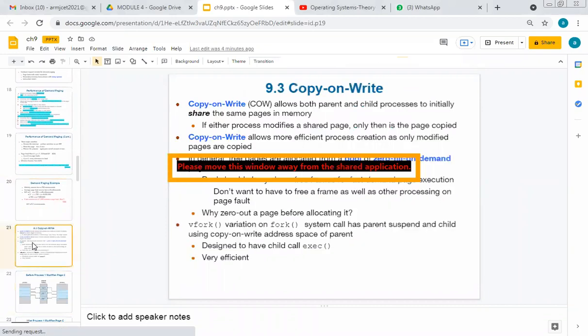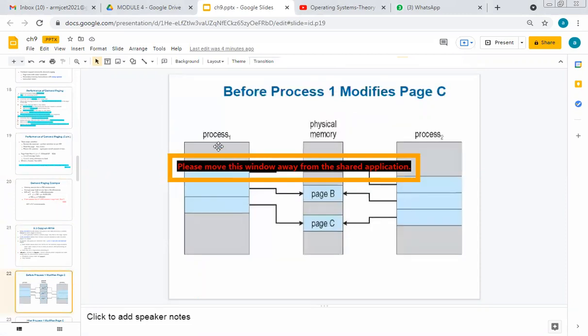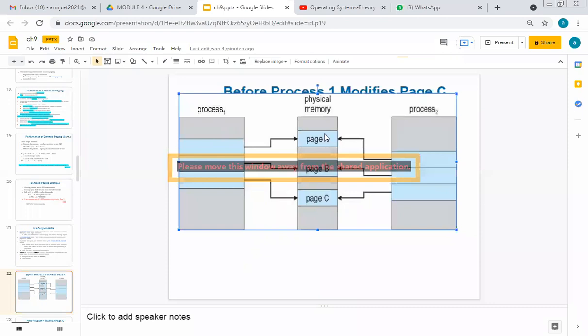Okay. So next one is copy on write. Let me explain this diagram. There are two processes sharing a physical memory, process 1 and process 2, with A page, B page and C page. These are shared. Process 1 is the parent, process 2 is the child.